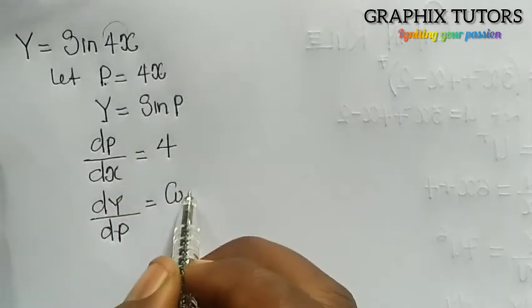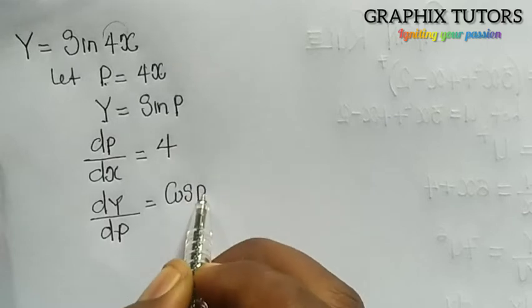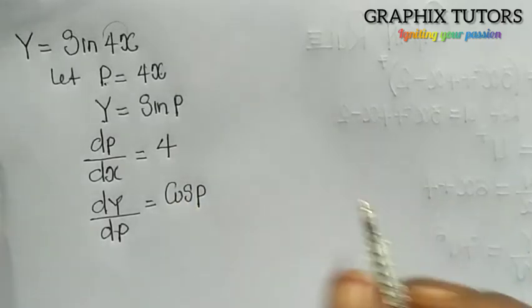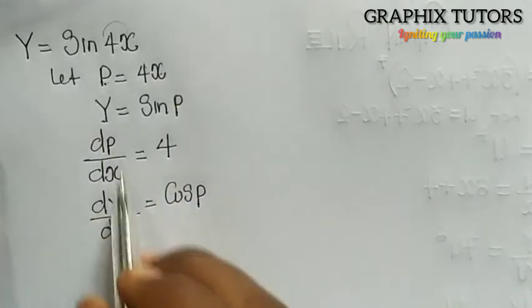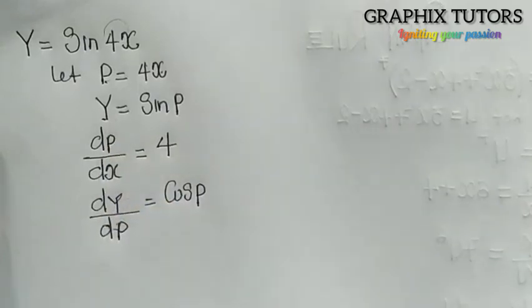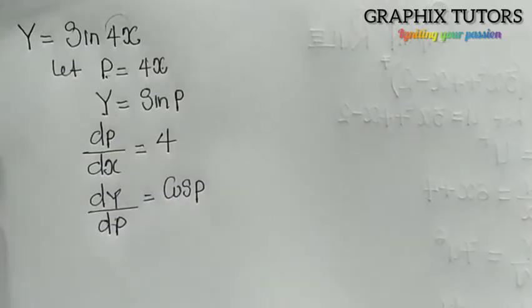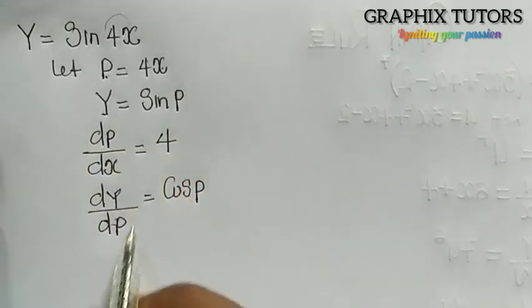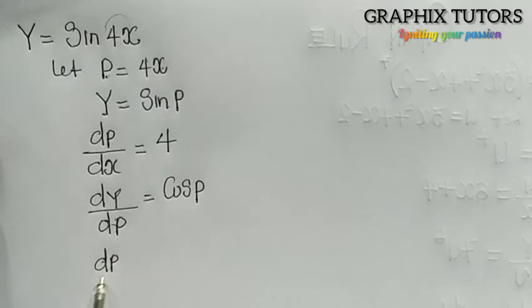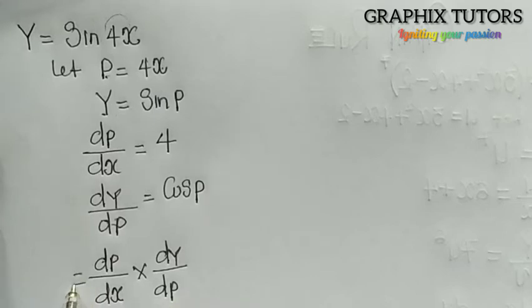Differentiate sine p, you have what? Cos p. Differentiate sine x, you have cos x. So we're dealing with p this time. And I'm going to multiply both of them together. So in multiplying both of them together, I'm going to say that dp all over dx multiplied by dy all over dp.